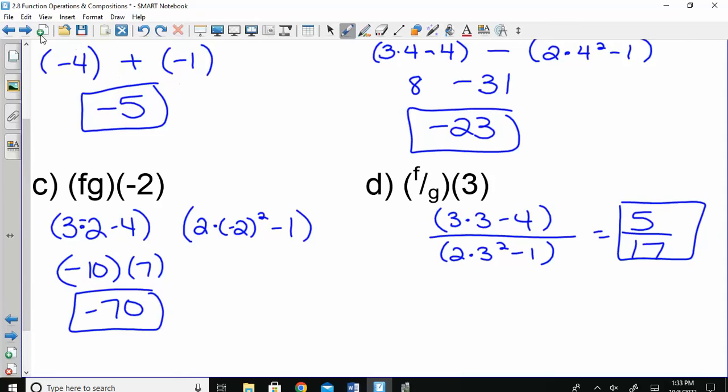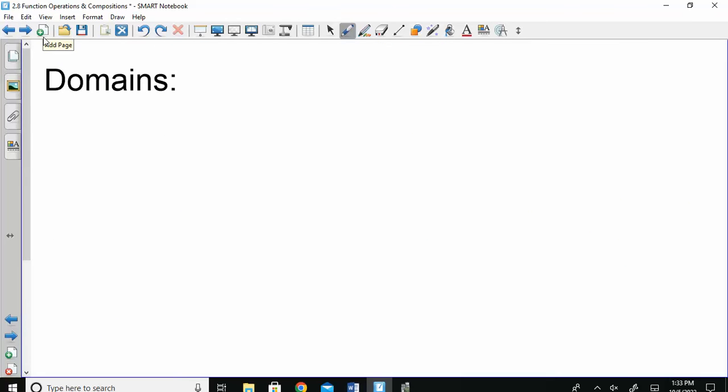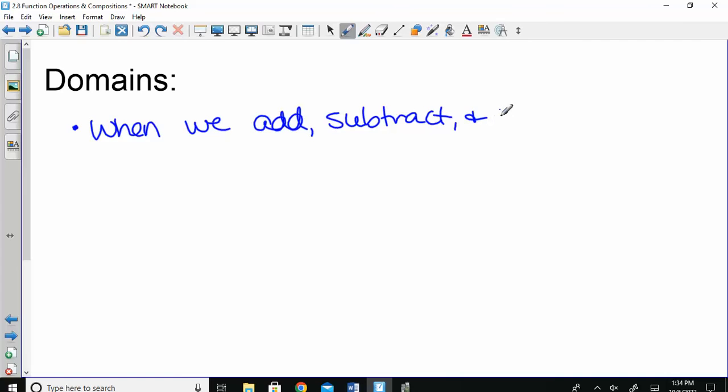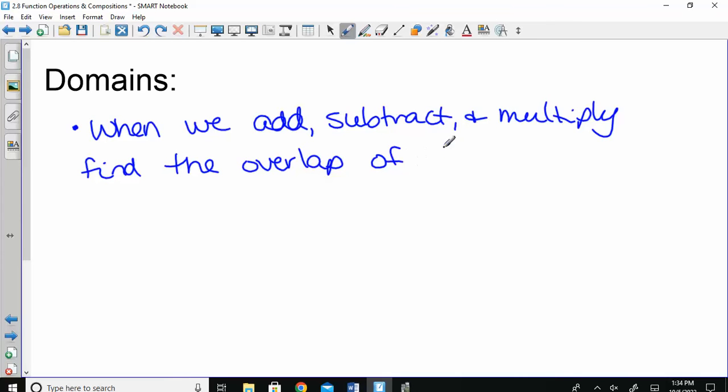All right. So let's talk about the domains of these things. If you are looking in your book, they have some very long, complex things describing how to find the domain. Basically, when we add, subtract, and multiply, we have to find the overlap of the original domains.